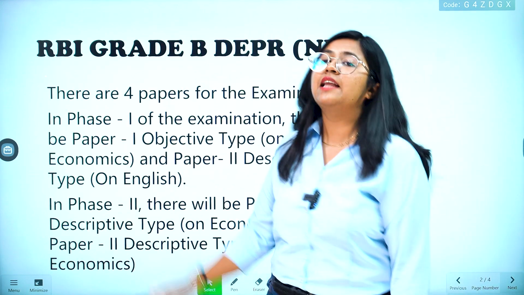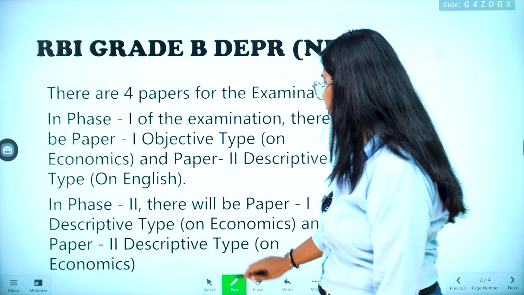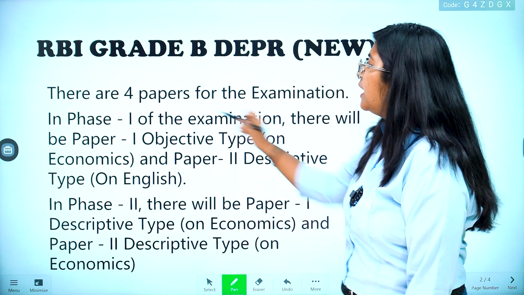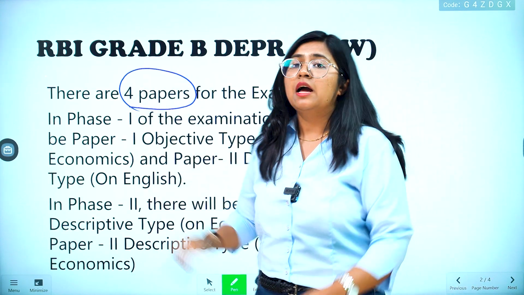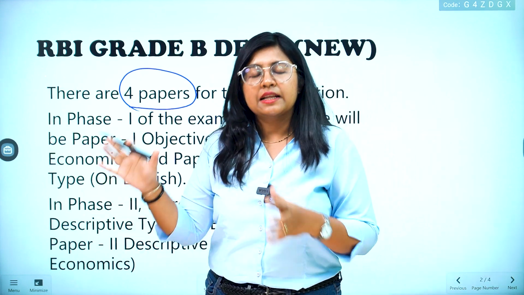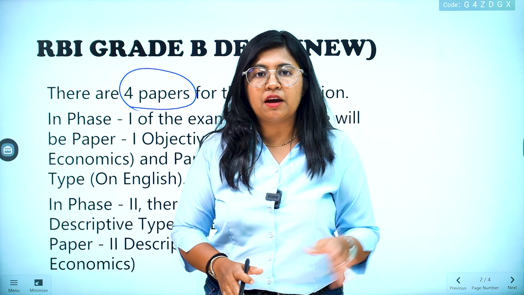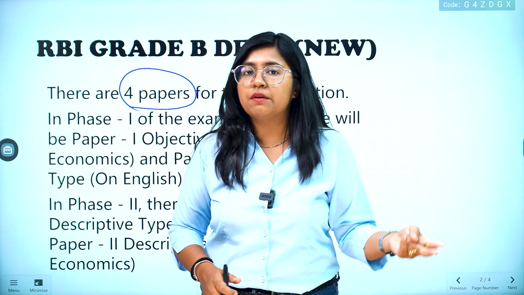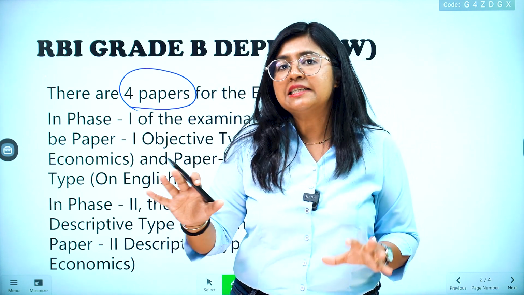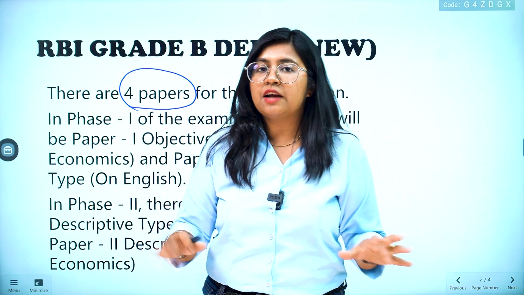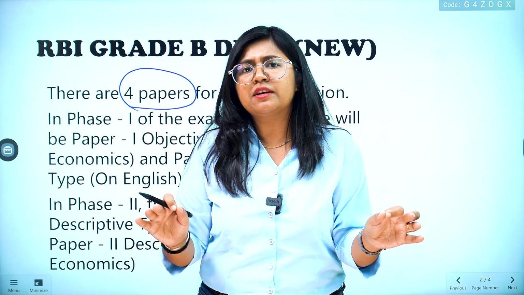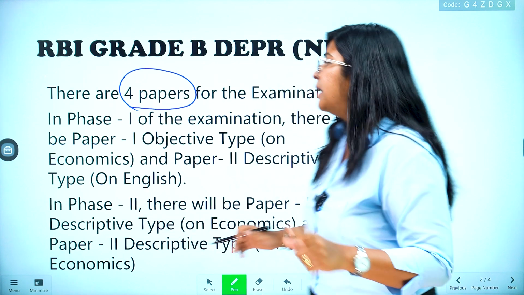The very first thing that you all need to understand and know is the paper pattern. The paper pattern displays that there are 4 papers. Unlike the last paper pattern, which did not have 4 papers, this paper pattern of RBI Grade B DEPR has 4 papers, 2 papers in phase 1 and 2 papers in phase 2. Now these papers are different styles of papers, and the nature and the type of papers is also very different.